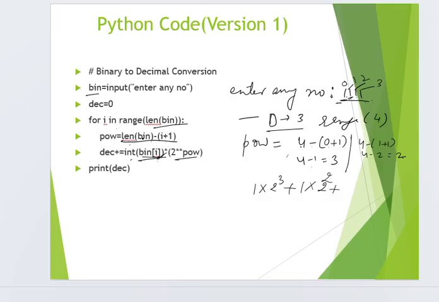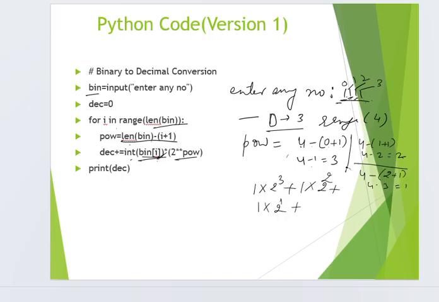Now the value of power will be what? This time I am writing here 4 minus, as the value of I has become 2, 2 plus 1, it will be 3. So 4 minus 3 will be 1. So we are extracting the value of bin I. The value of I is 2. So what is at index 2? At index 2 we have 1. So again I am writing in the next line. So 1 into 2 to the power 1 plus the last one.